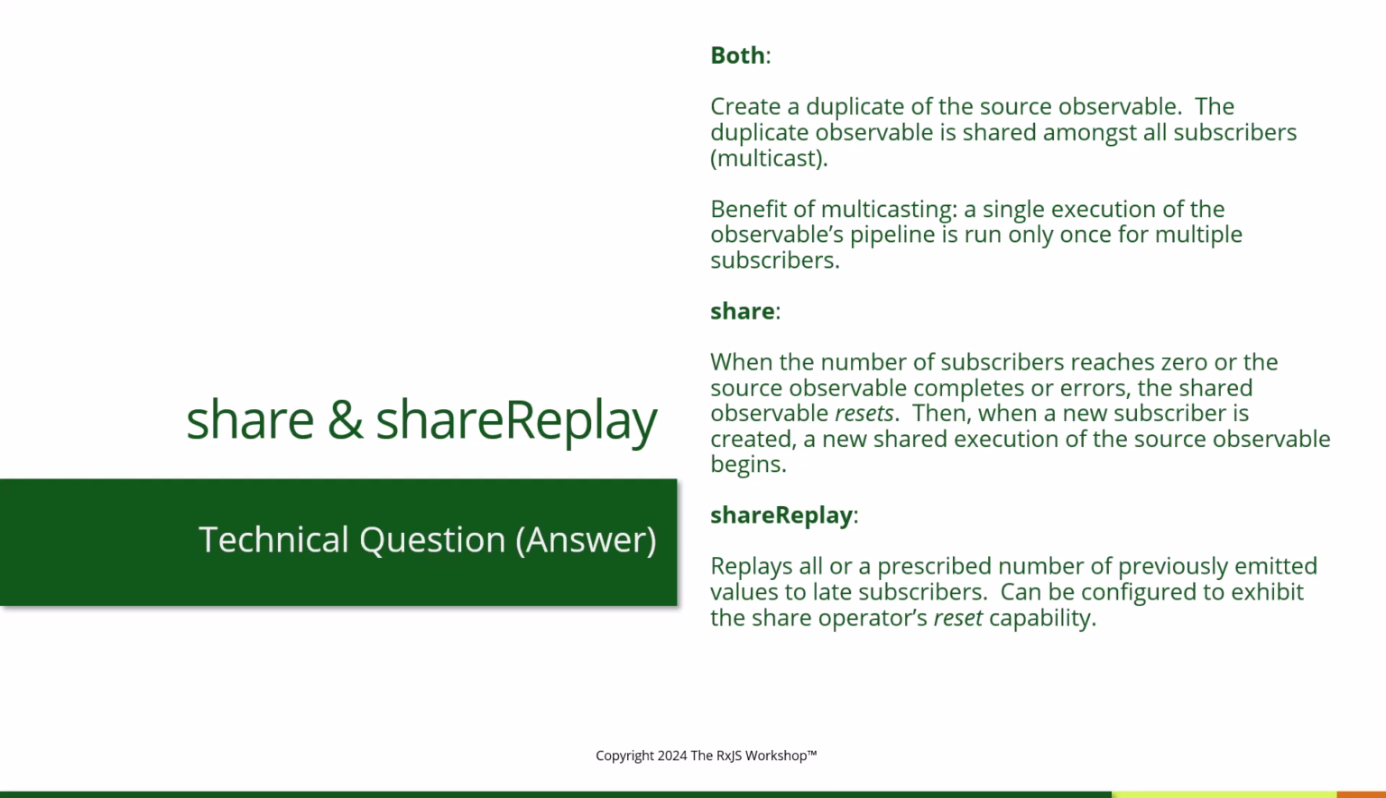And that duplicate observable is shared amongst all of the subscribers. And this is called multicasting. The benefit of multicasting is that you have a single execution of the observable's pipeline, which is run only once for multiple subscribers. The share operator has what's called a reset capability. When the number of subscribers reaches 0 or the source observable completes or errors, the shared observable resets. Then when a new subscriber is created, a new shared execution of the source observable begins.